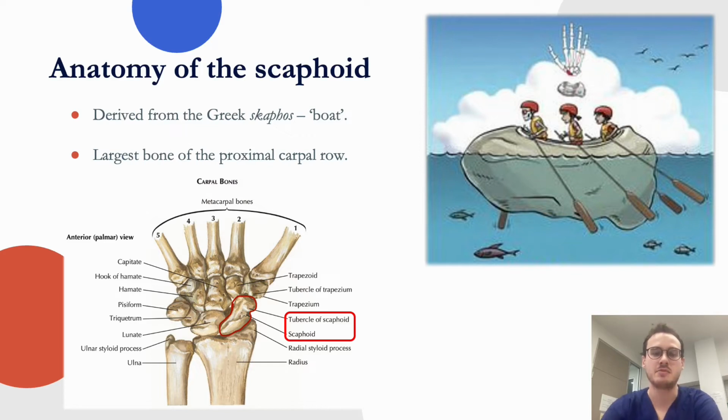And starting with the anatomy of the scaphoid. So the scaphoid, the name is derived from the Greek word scaphos, meaning boat, and it's the largest bone in the proximal carpal row. So highlighted down here, and as you can see, you can imagine, it looks like a little boat.